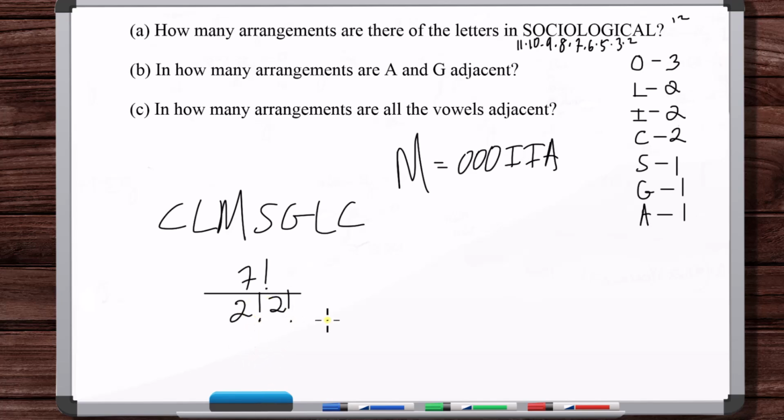Now, if we are allowing for this to rearrange, so that all the vowels are adjacent, but we want to allow them to rearrange, we're just going to multiply this by the number of ways you can rearrange the vowels. So that's 1, 2, 3, 4, 5, 6. 6 factorial over 3 factorial times 2 factorial. That's simple.